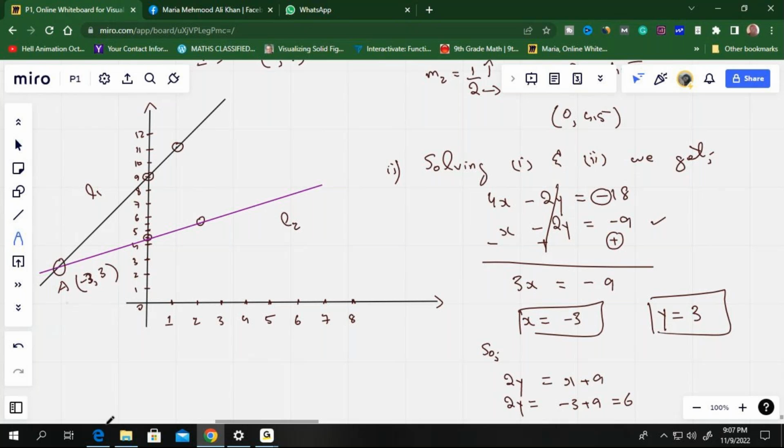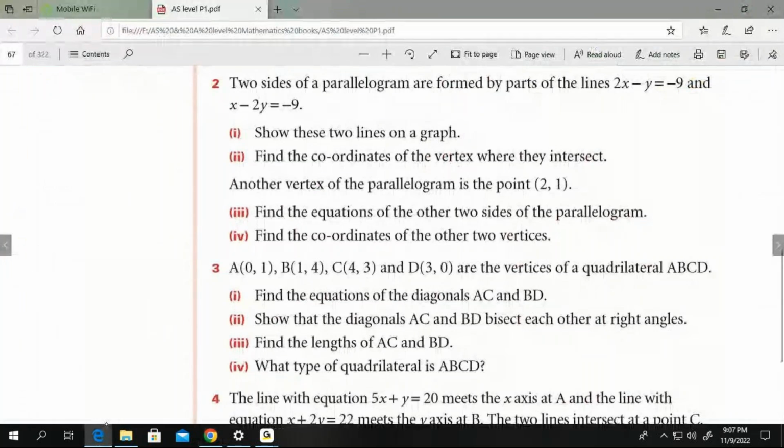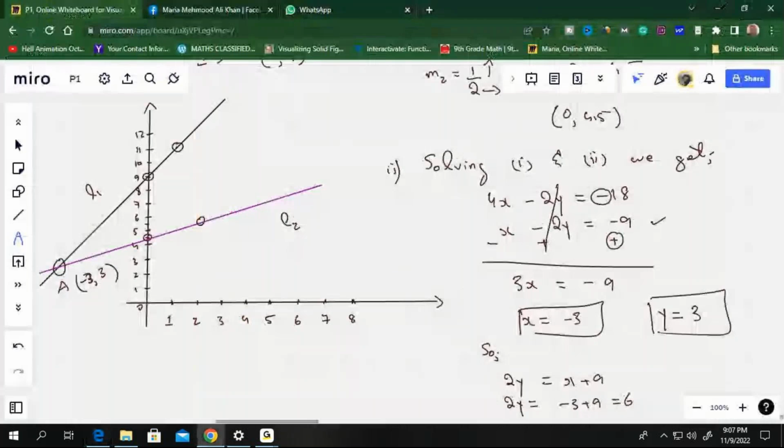Alright, and then what next they're asking? They have just given us information that another vertex of the parallelogram is the point 2, 1. Find the equations of the other two sides of the parallelogram. We just now come here. Where is 2, 1? 2, 1 is here.